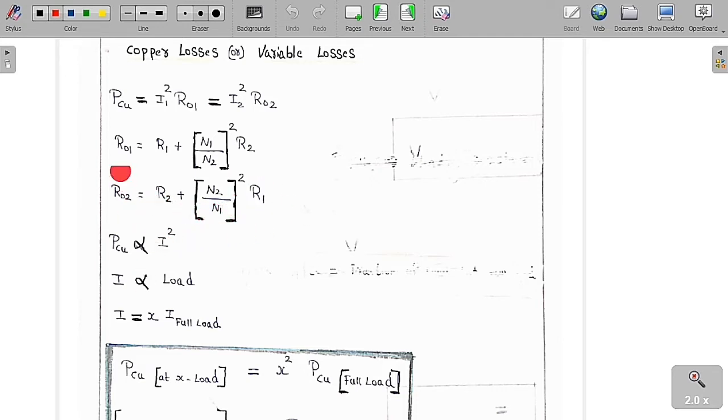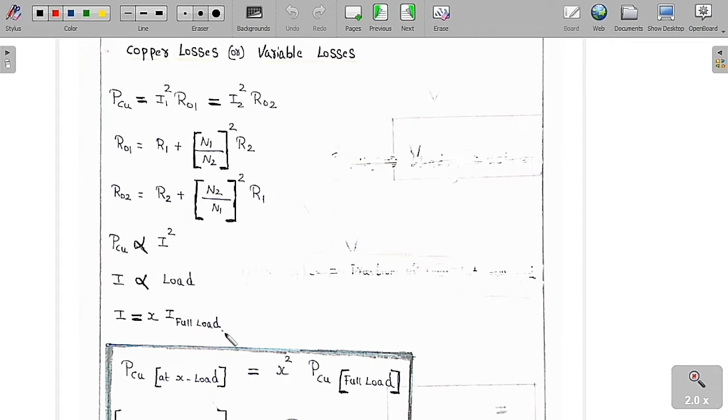You can see clearly the copper loss is directly proportional to the square of the current, where current is directly proportional to load. As load increases, definitely current increases because we connect the load in parallel. If we increase the load, we connect more load in parallel, and the overall resistance will decrease. As the resistance decreases, the current will increase. So whenever the load increases, the current increases. So you take anything: I is equal to some x times the full load current.